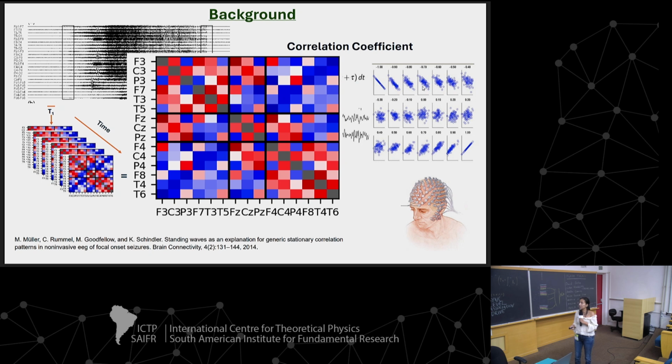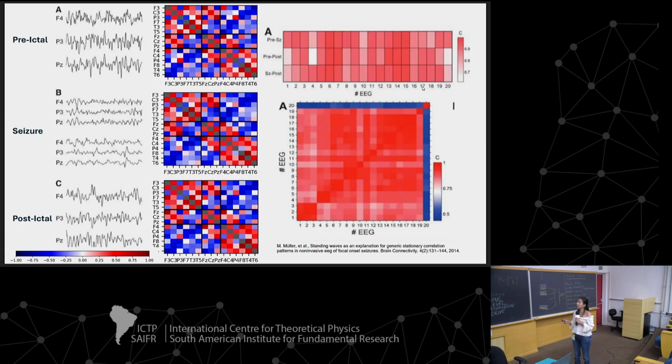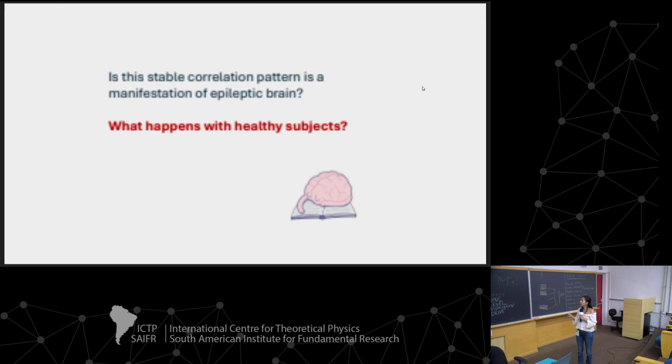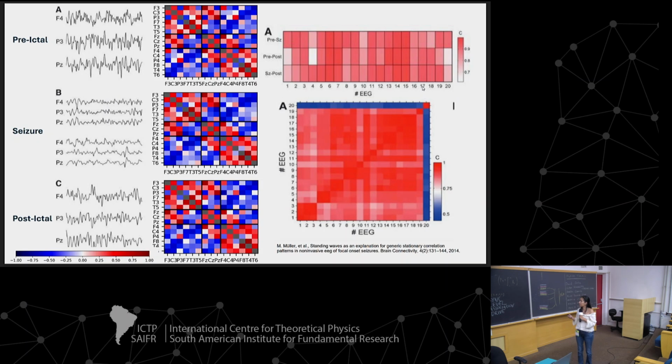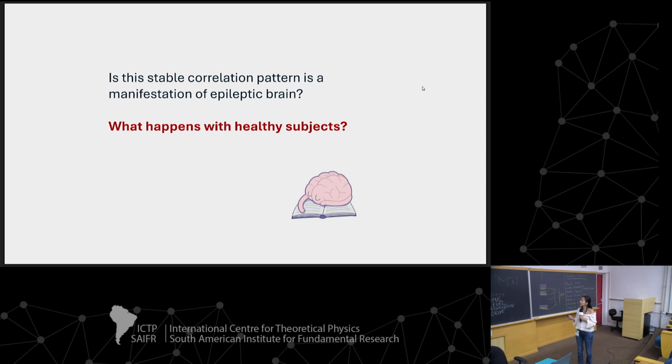The most surprising thing is that it is the same during the epileptic seizure, the pre-ictal, and the post-ictal periods. This is important because we know that brain activity during a seizure is totally different. And this is very stable between patients. Maybe this stationary pattern is a manifestation of the brain activity of epileptic patients. The first question is, what happens with healthy subjects? Maybe we have a different correlation structure.